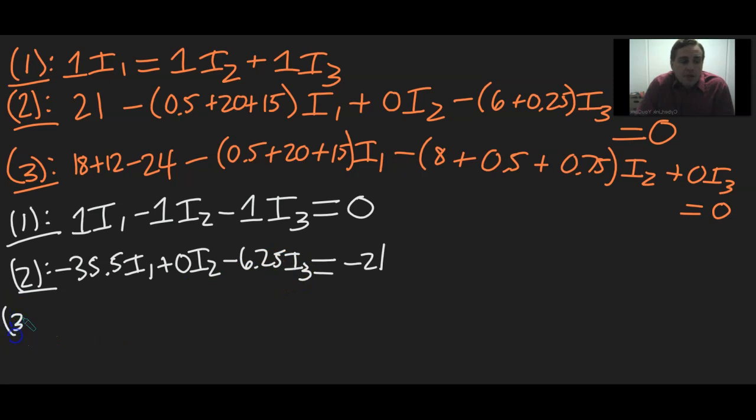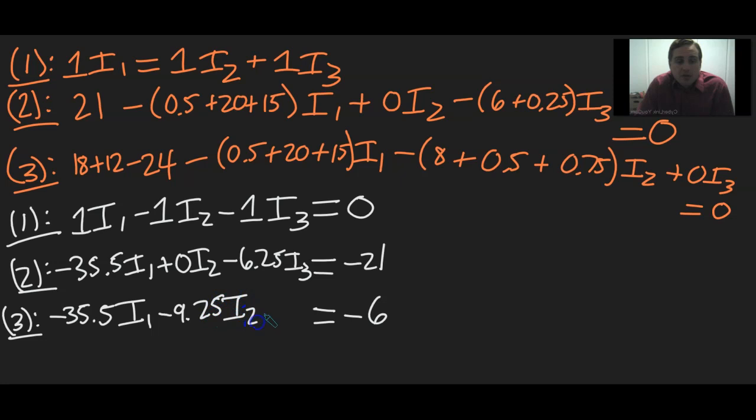And then lastly, the third equation. So 18 plus 12 should have been 30, minus 24 is 6, and that got moved over to this side. So that's minus 6. Then this I1 term is exactly the same, so it's minus 35.5 I1, and then I2 is going to become 8.5 plus 0.75, that's 9.25, so minus 9.25 I2, and there's no I3. And that's equal to negative 6.